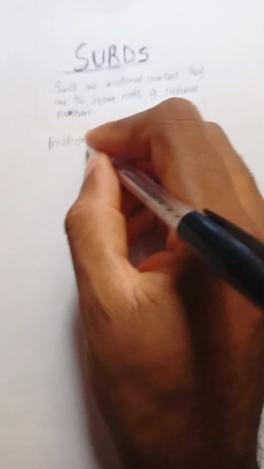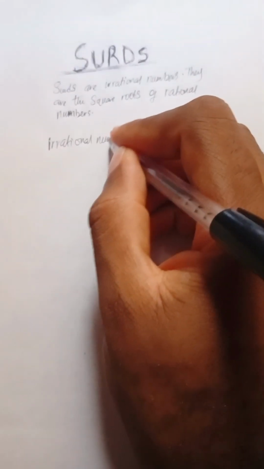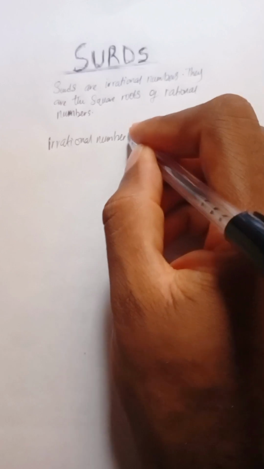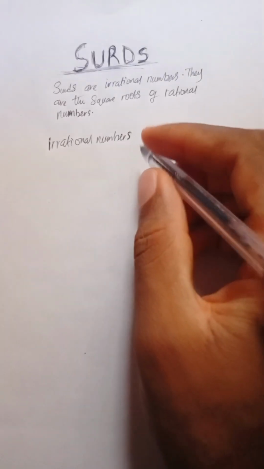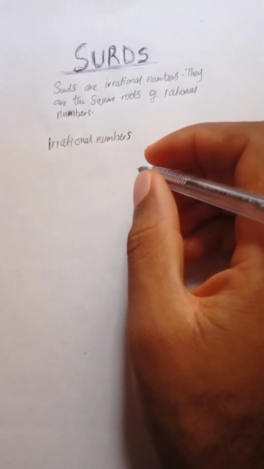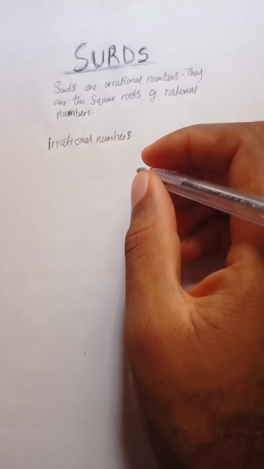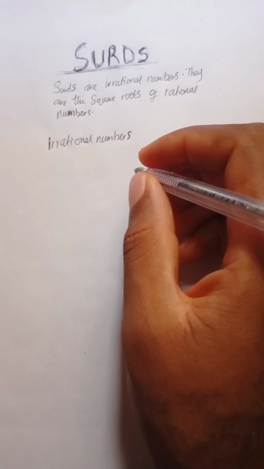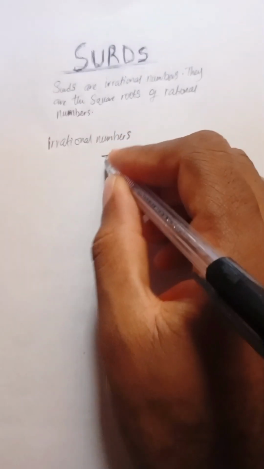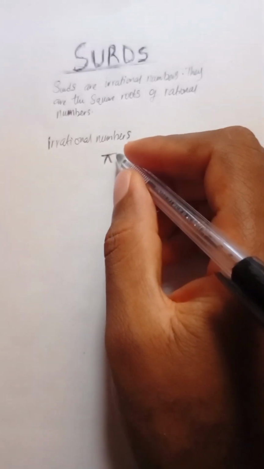Irrational numbers. They are numbers that are not determined by their exact value. They are always represented by their approximate value. An example of an irrational number is pi. Pi is an irrational number.